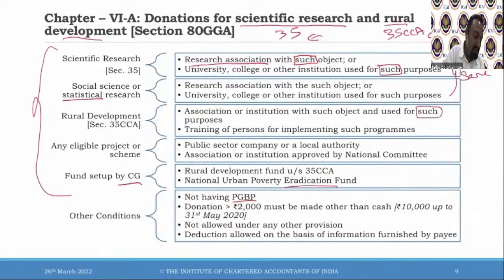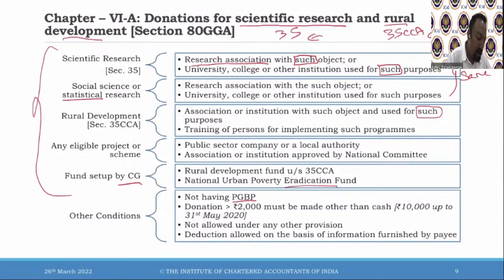And then donations greater than 2,000 must be other than cash. Here also I said it was actually 10,000 till 31st May 2020. However, this date is no longer relevant because whatever is questioned as a donation in your question paper will only be between 1st April 2021 and 31st March 2022. So you need not worry about it. Donation greater than 20,000 must be made other than cash.